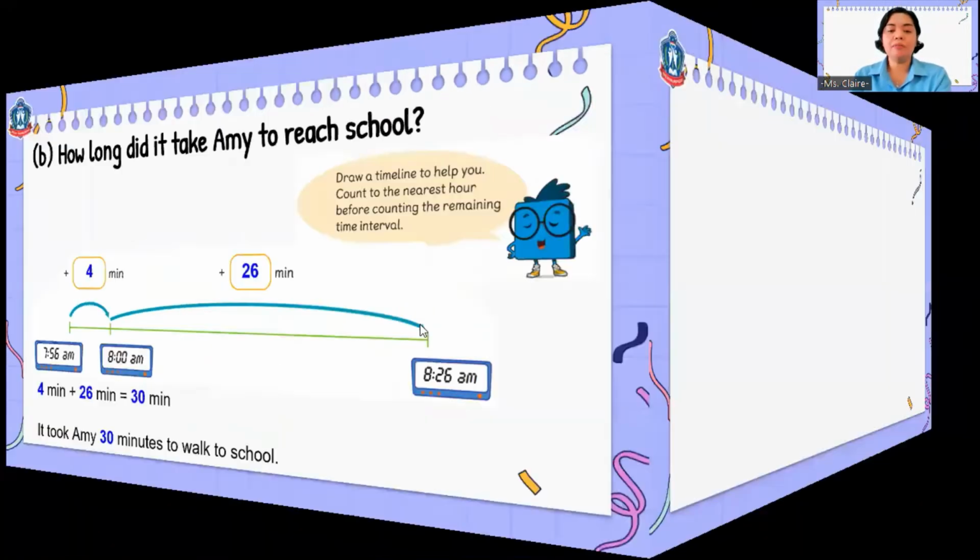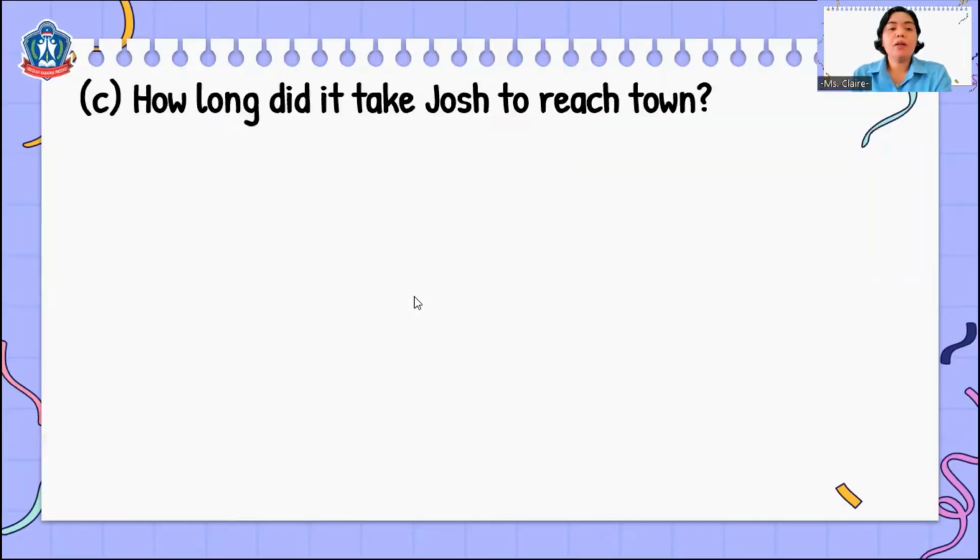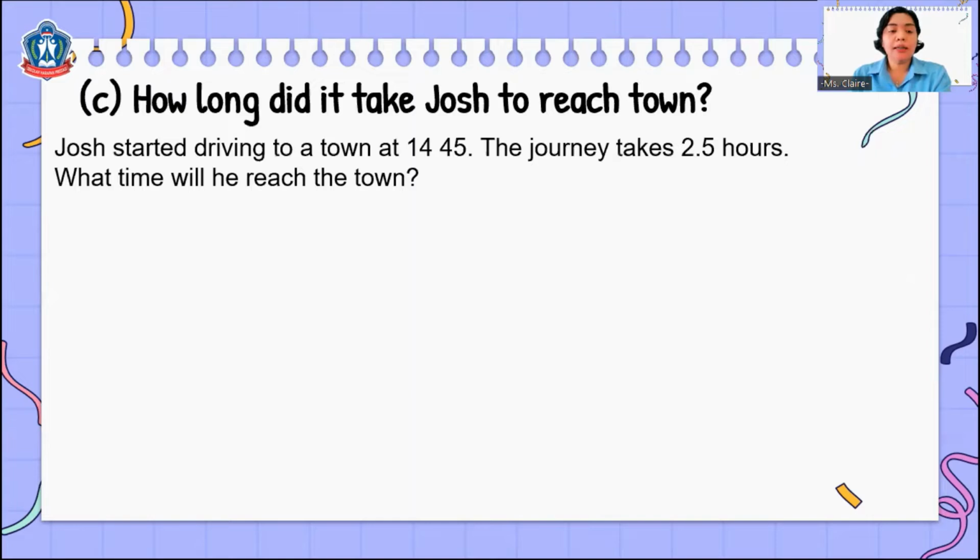Next, another one. How long did it take Josh to reach town? Josh started driving to a town at 14:45. The journey takes 2.5 hours. What time will he reach the town?